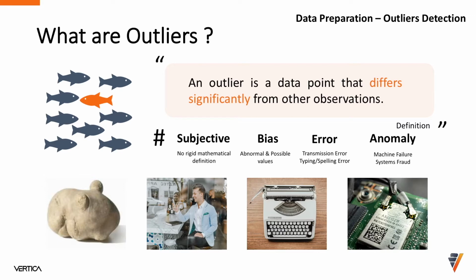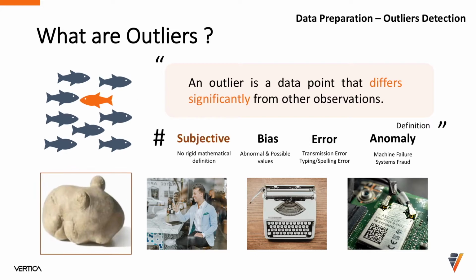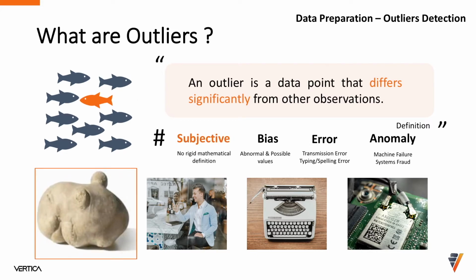However, a common definition is to consider any data point that differs significantly from the distribution as an outlier. As you can notice, outliers are subjective. The word significant can differ between different people.